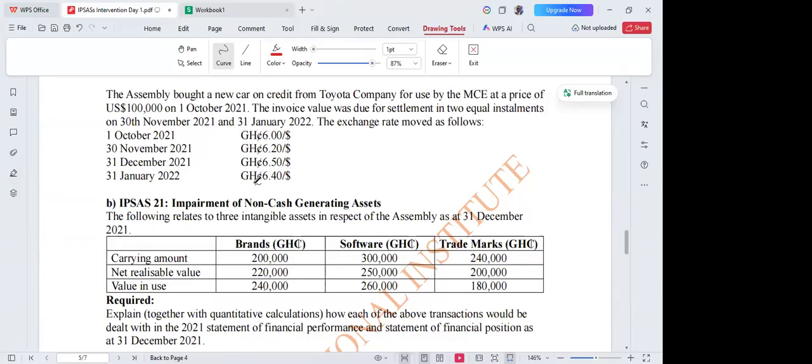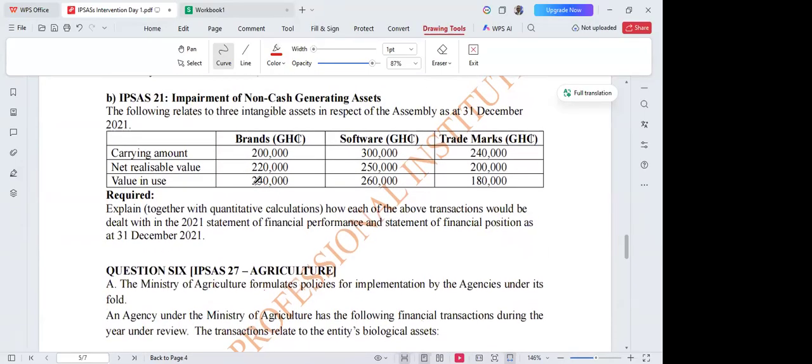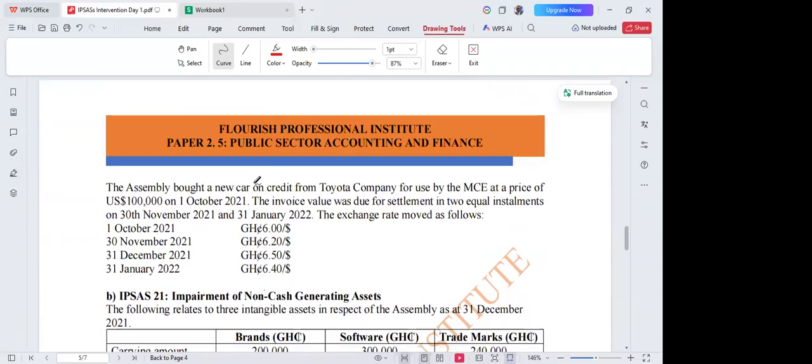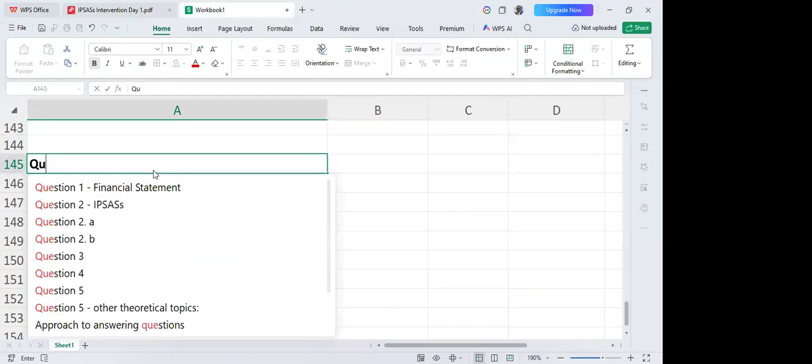Okay, so let's finish with this. So here we have to prepare the extracts for this. How do we go about this? Remember that with foreign exchange, at the dates that you bought the item, you need to translate. So that's the first thing we do. So we're solving question 5.